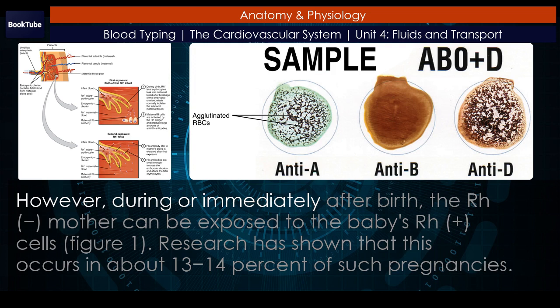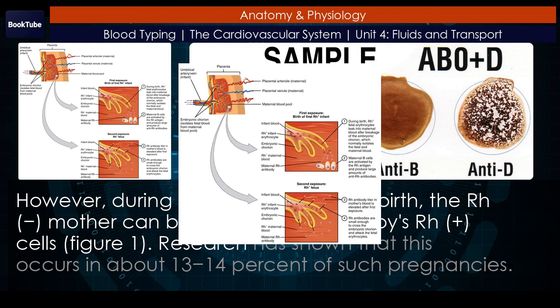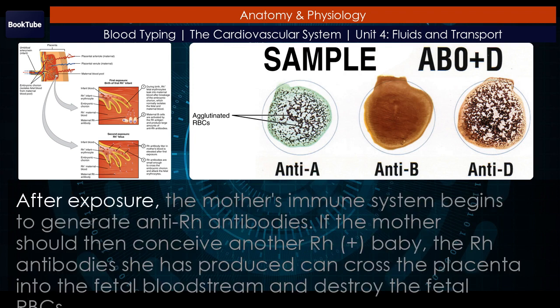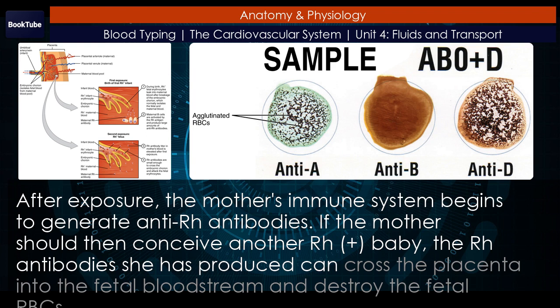However, during or immediately after birth, the Rh minus mother can be exposed to the baby's Rh plus cells. Figure 1. Research has shown that this occurs in about 13–14% of such pregnancies. After exposure, the mother's immune system begins to generate anti-Rh antibodies. If the mother should then conceive another Rh plus baby, the Rh antibodies she has produced can cross the placenta into the fetal bloodstream and destroy the fetal RBCs.